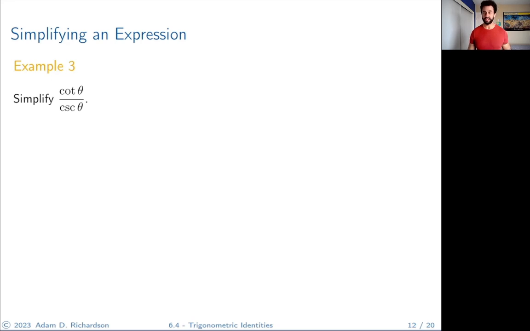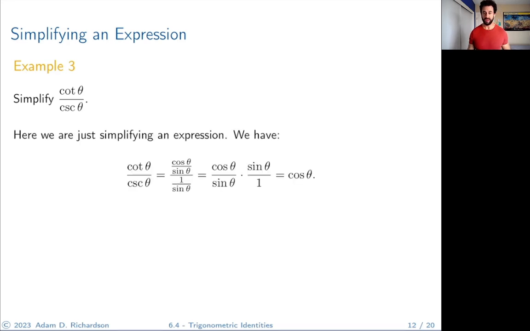All right, now let's take a look together. In this case, writing it in terms of sine and cosine is going to be the easiest way to do it. So here we go. We rewrite cotangent as cosine over sine. We rewrite cosecant as 1 over sine. Then we're dividing fractions, so you can flip and multiply.